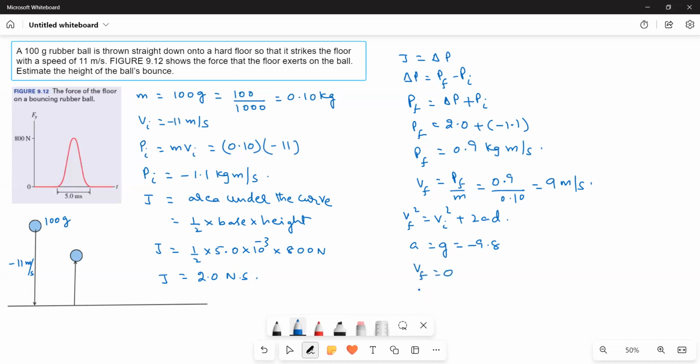Vf is equal to 0, so 0 minus Vi square is equal to 2gd. Here Vi is equal to 9 meters per second. So minus 9 square is equal to 2 into minus 9.8 times d, or d is equal to, minus sign goes off, 81 divided by 19.6, that is equal to, what is the height? 4.13.